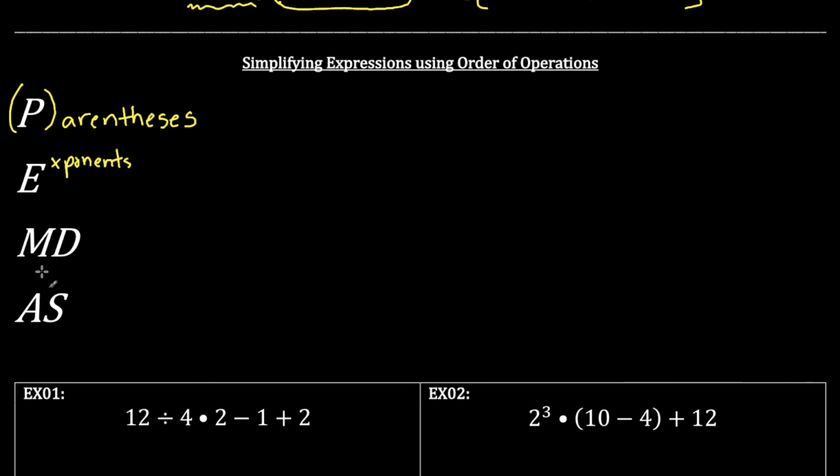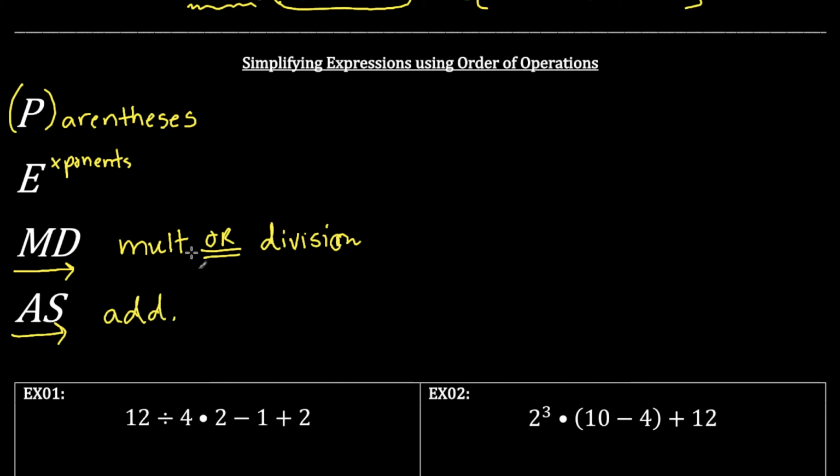You'll see. And then we look for multiplication or division. We go from left to right. That's why I do this arrow, because it's from left to right. Whichever one you see first is the first one you do. And then same for addition and/or subtraction, just like my other one.